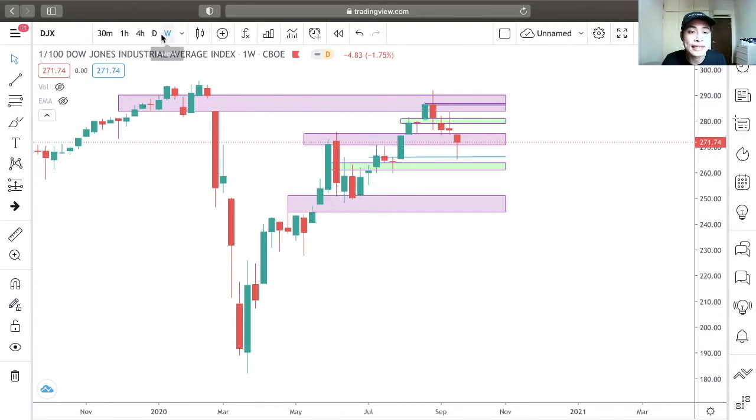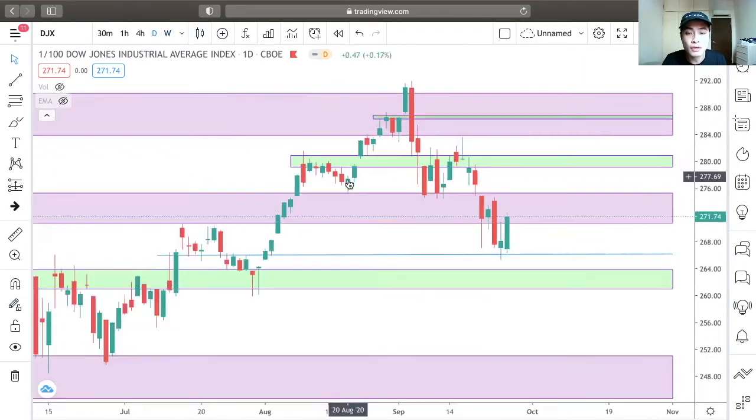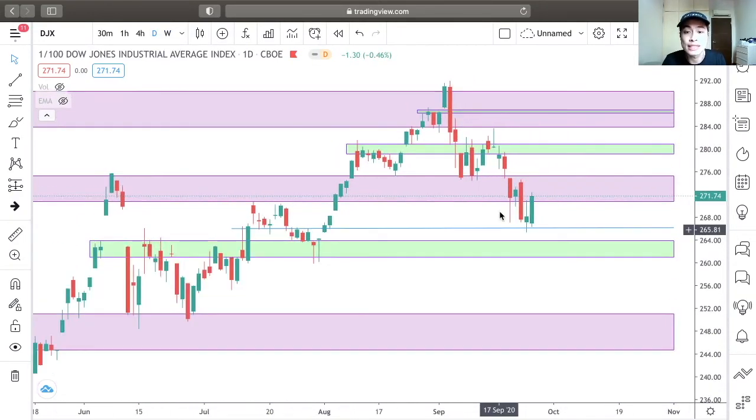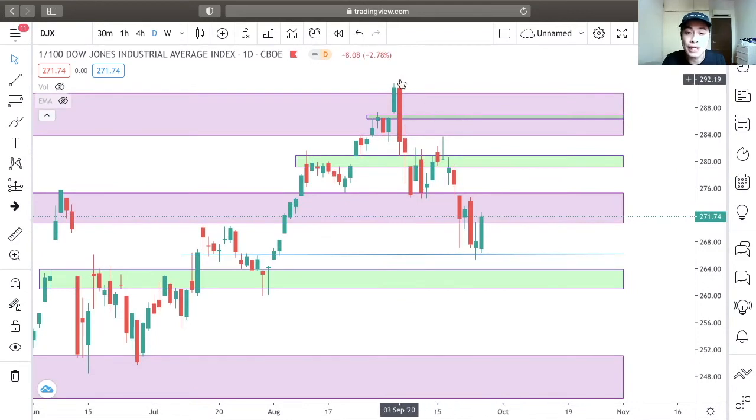Now let's go on to the daily time frame. Okay, so this is the daily time frame. Similar to the S&P 500, the Dow Jones is in a downtrend. So you can see that prices are making lower highs. So this is the first high, this is the second high. So there's a lower high, and we're also making lower lows. So this is the first low, this is the second low. So we are making lower highs and lower lows. We are in a short-term downtrend.